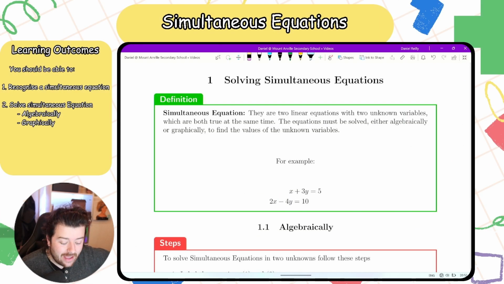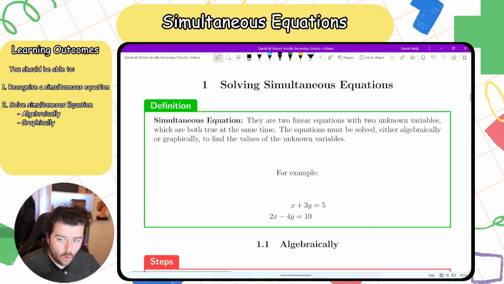Hello everyone. Today we are going to be looking at simultaneous equations. We're just looking at regular old simultaneous equations, and in the next video we're going to be doing some more harder examples. So in this video we're asking ourselves, what on earth is a simultaneous equation?